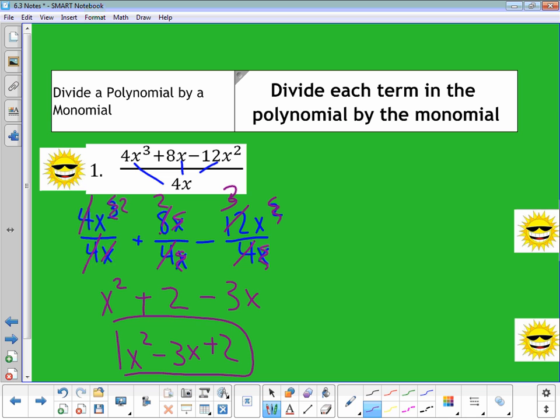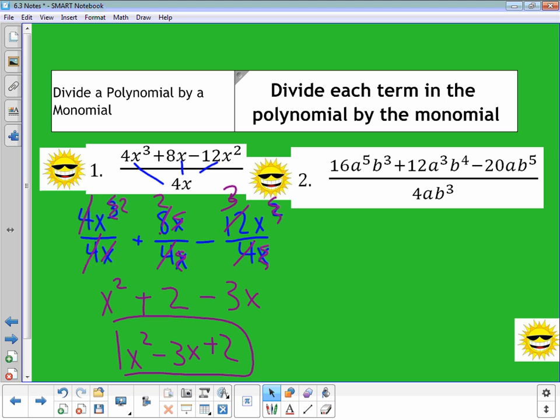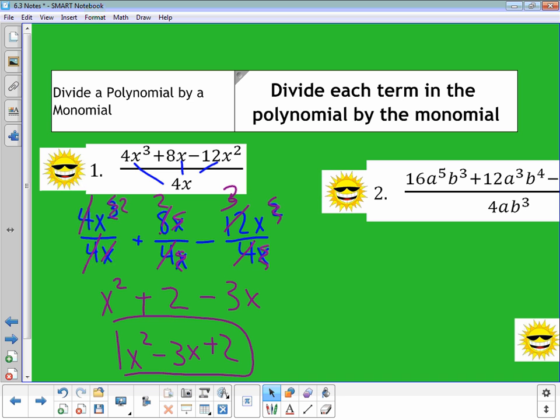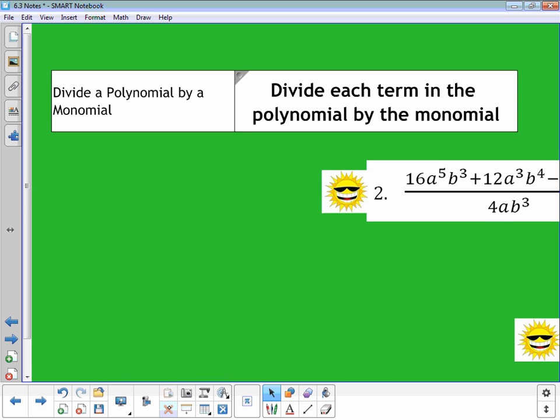Let's go ahead and try number 2 together. In number 2, I have 16a^5b^3 plus 12a^3b^4 minus 20ab^5, all over 4ab^4. So two variables here now, two variables that I'm looking at. I'm going to go ahead and get this out of my way so I have some extra space.